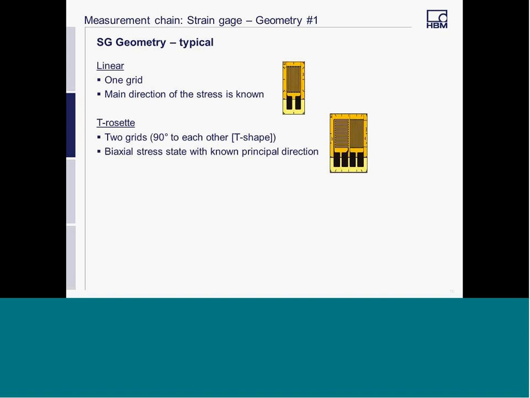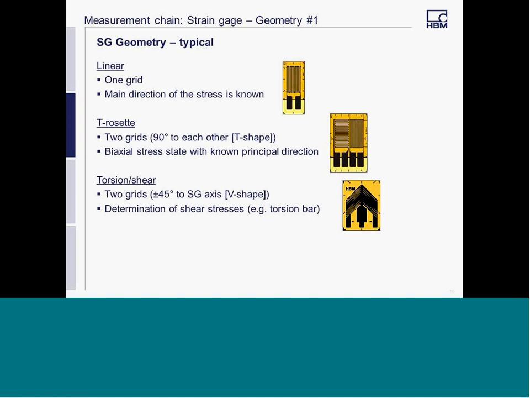You take a T-rosette. T-rosette means you have two grids, so one grid more, and these grids are 90 degrees to each other, so a T shape. You take that gauge if you have two stresses. So if you speak about a biaxial stress state, you always have one main direction and a second direction, and these are always 90 degrees to each other. And you take the T-rosette when you have a biaxial stress state, but you also know the direction. So similar to the linear gauge, again you know the direction.